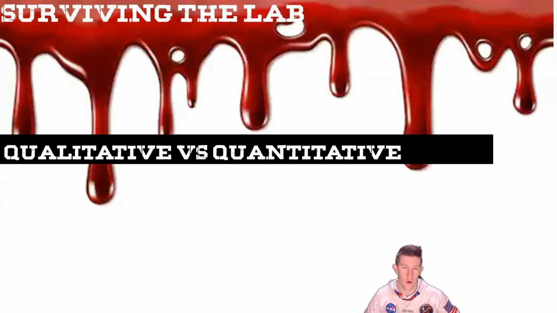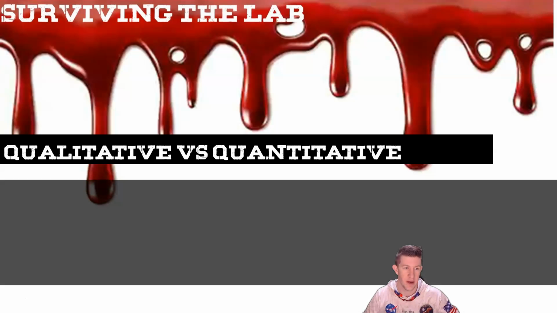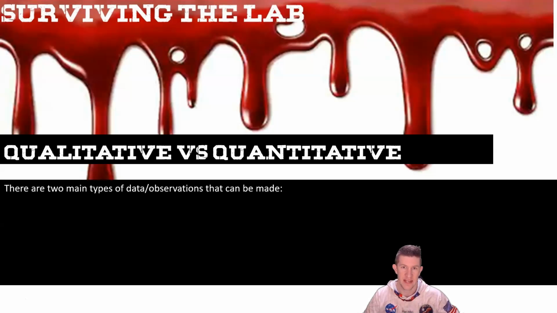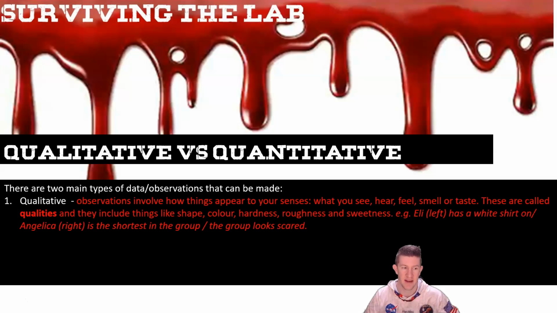So this links to the qualitative and quantitative aspect, and I'm sure you've already seen this from last year, but in a nutshell, we've got two main types of data or observations that can be made. We can have the qualitative, which is more linked to your senses, so what do you see, hear, smell, taste, etc. These are qualitative because they include things like a shape, a color, a hardness, a roughness, sweetness, etc. One example from that image is that Eli, the guy on the left, has a white shirt on. Or Angelica, the female, is the shortest in the group. Or the group looks scared. So this is qualitative data.